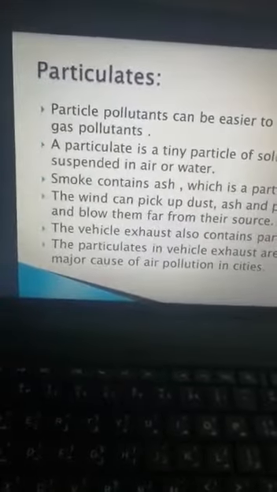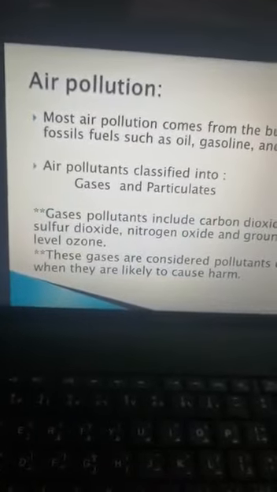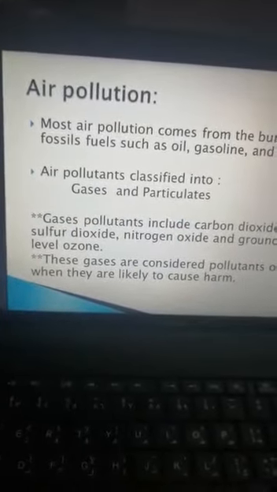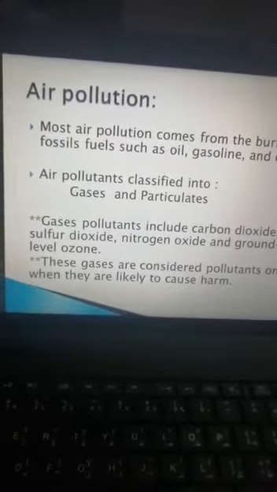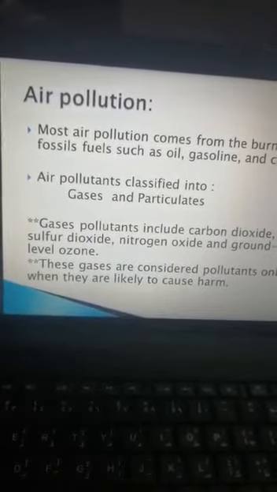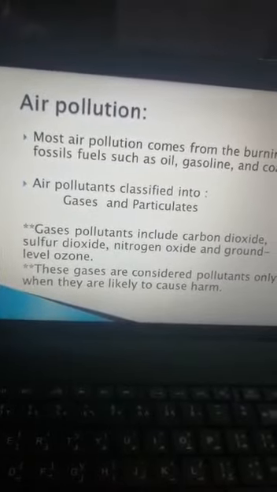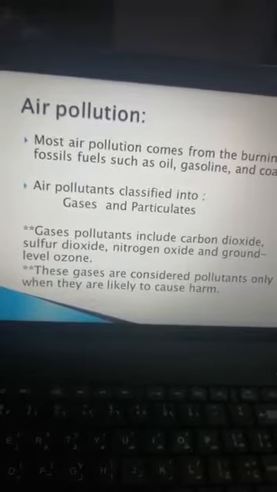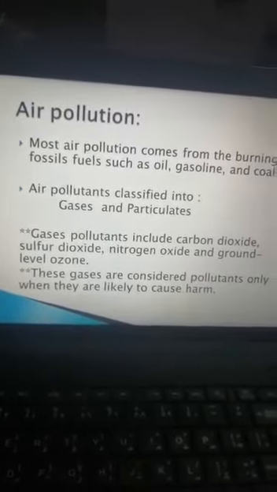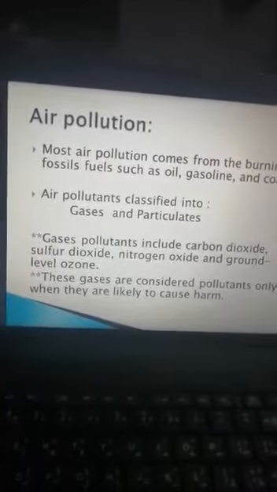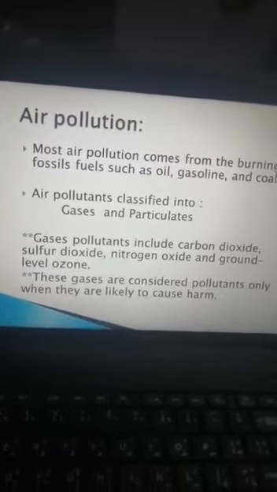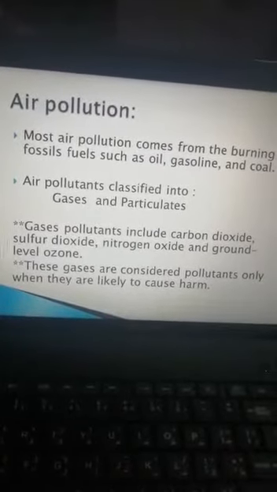Okay, so in this session, we talked about air pollution, which comes from the burning of fossil fuels. And we classify air pollutants into two types, gases and particulates. Gases like what? Like carbon dioxide, sulfur dioxide, nitrogen oxide, and ground level ozone. These gases are considered pollutants only when they cause harm. Like what? Like ozone. It's important in the stratosphere, but at ground level it's harmful to breathe it.